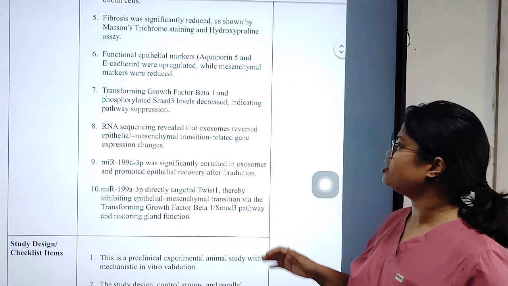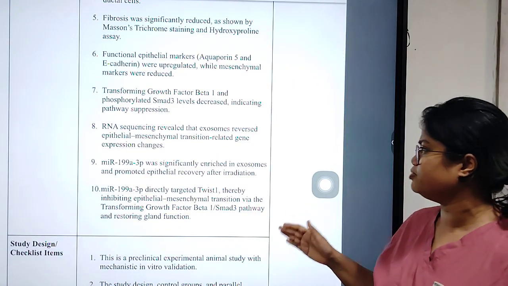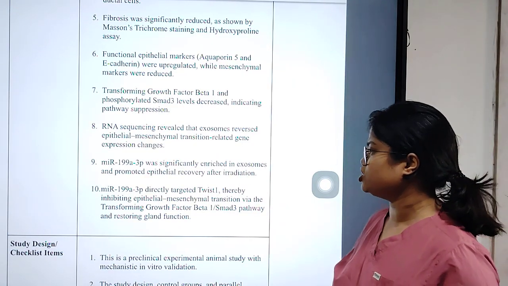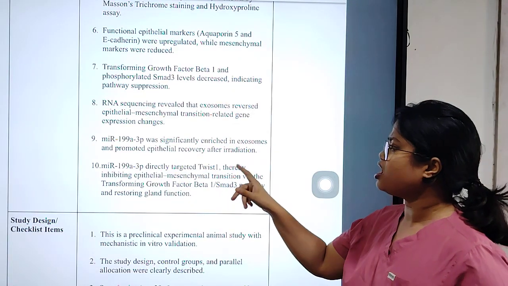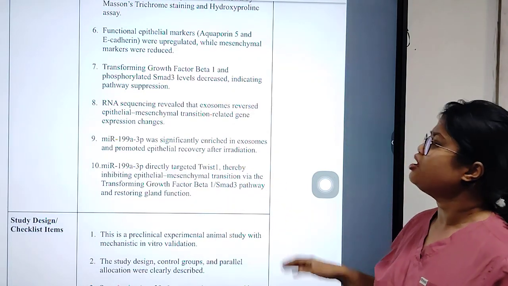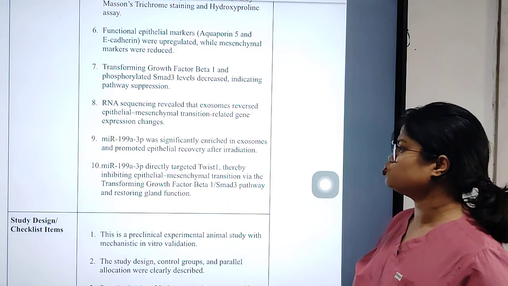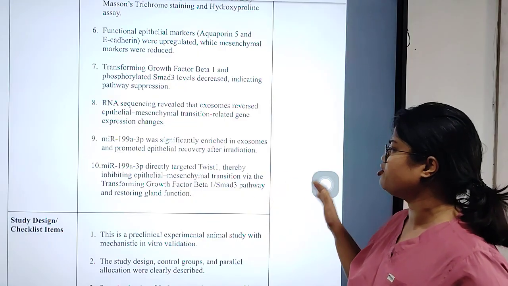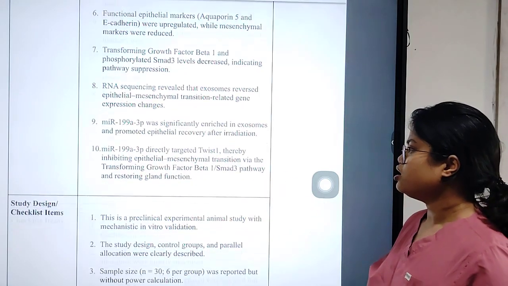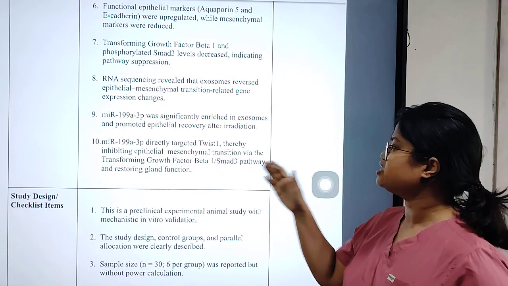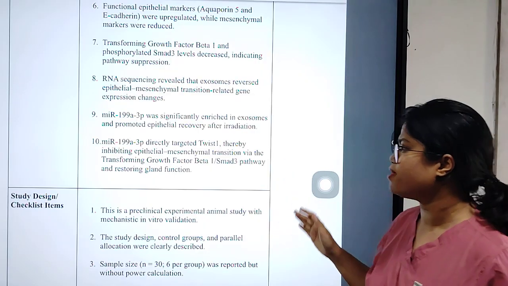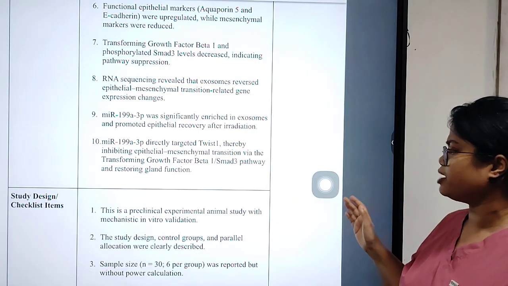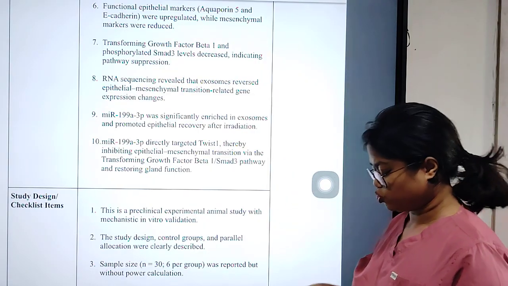RNA sequencing revealed that exosomes reversed the EMT-related gene expression changes, and miR-199a-3p was significantly enriched in exosomes and promoted epithelial recovery after irradiation. And this proves that it targets Twist1, thereby inhibiting epithelial mesenchymal transition via this pathway.